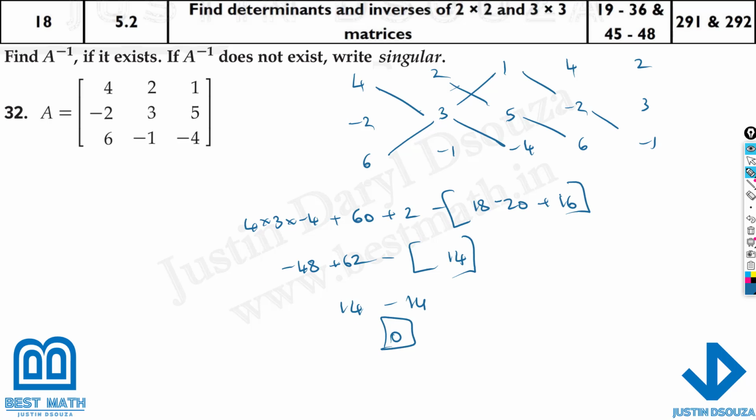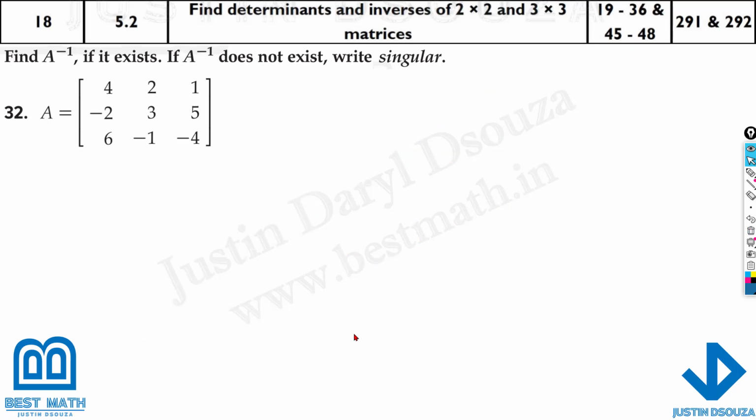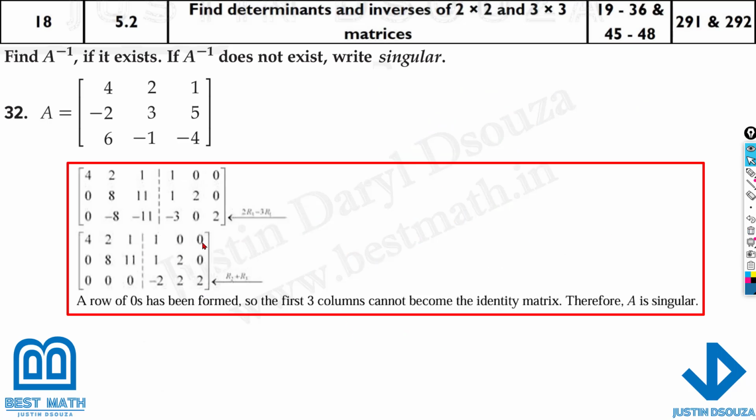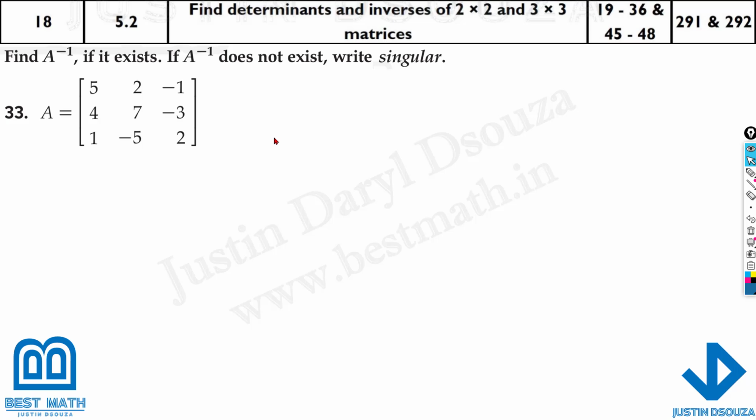This means it's singular. So for such problems, when you find the determinant as 0, you write this is singular. Why? Because this cannot be transformed. Now you can see there is no answer here. Whatever you do, there's no way you can get an identity matrix over here. There's no way you can get 1, 0, 0, 0, 1, 0, and 0, 0, 1. So therefore you say this is singular. Singular is very important. Similarly, please do try these problems by yourselves.